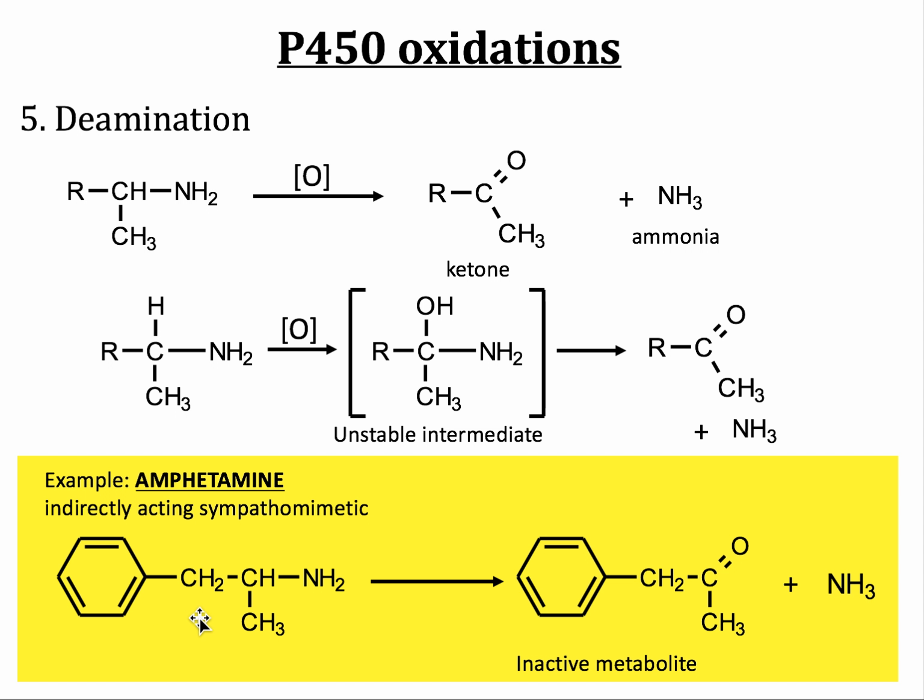So something like this would be broken down via deamination. So you simply break it off here, and you end up forming an inactive metabolite or a ketone. So you always get a ketone and an ammonia in a deamination reaction. The product is a ketone, and the main thing that you want to take away from this is the byproduct is always ammonia.